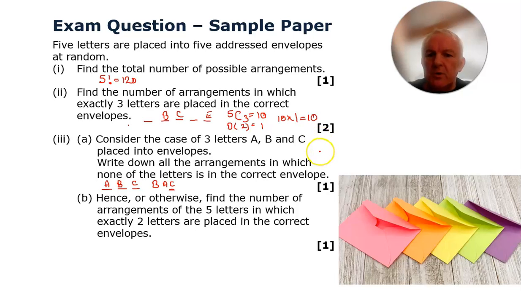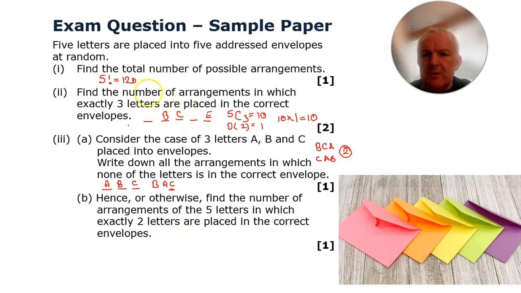So which ones are we talking? We're talking, I suppose, if the B starts, it's got to go B, C, A. If the C starts, the B can't be in the middle, so it's got to be CAB. I think there are 2 ways of doing this. And it says write them down, not just how many. So there, I think the answer is 2: BCA and CAB. Hence or otherwise, find the number of arrangements of the 5 letters in which exactly 2 letters are placed in the correct envelope.